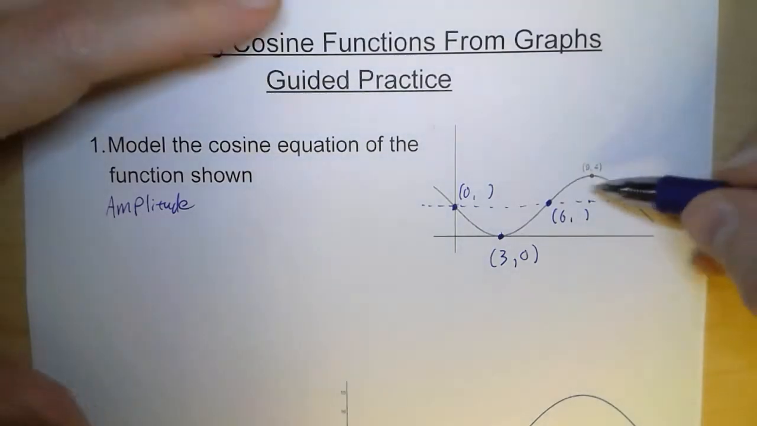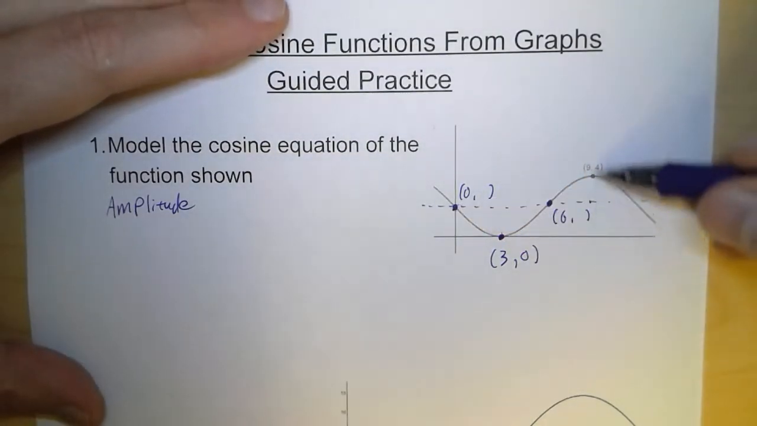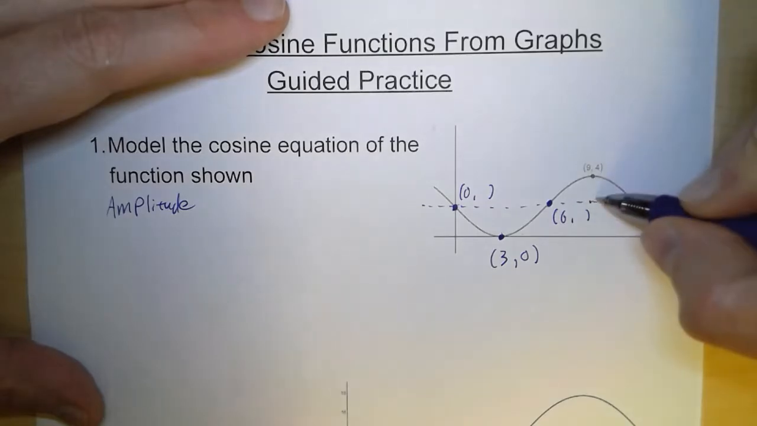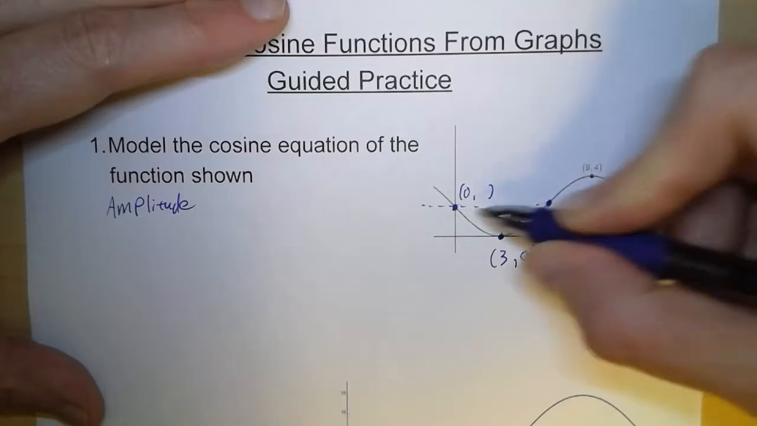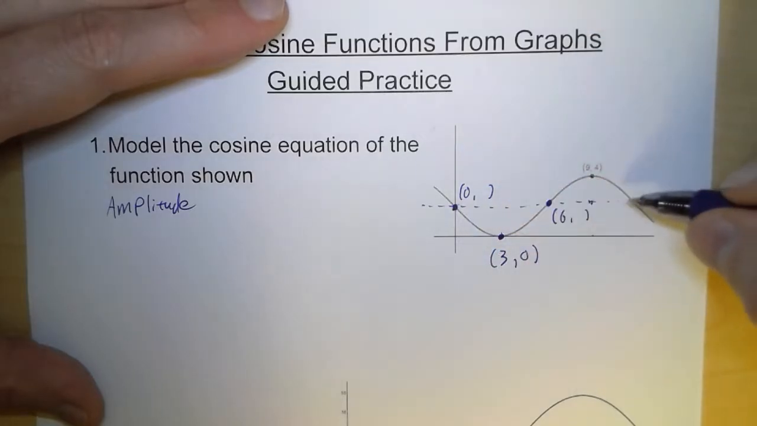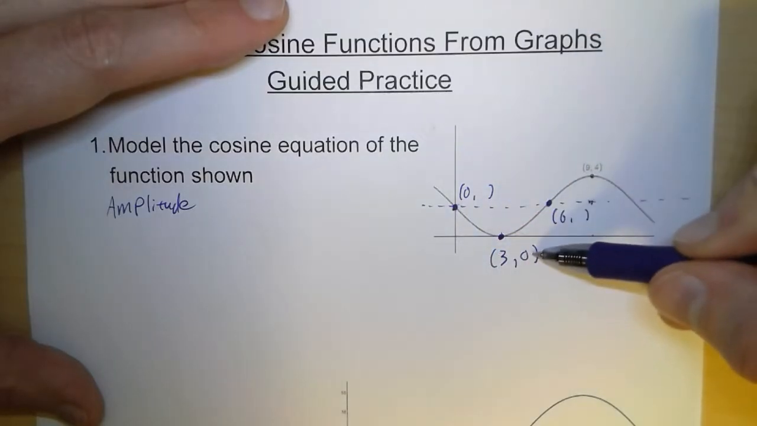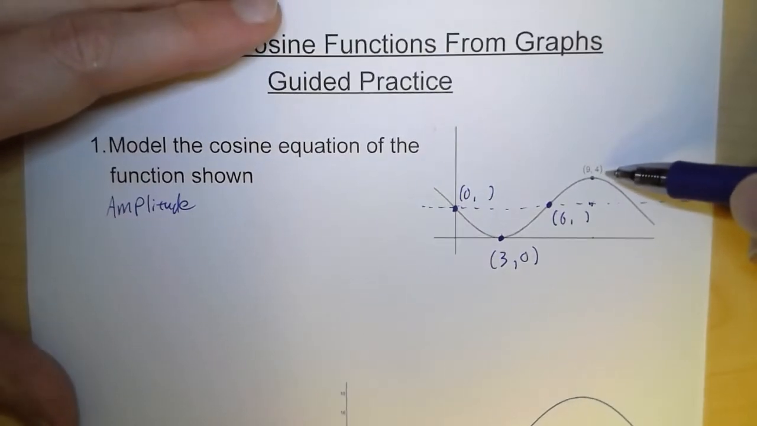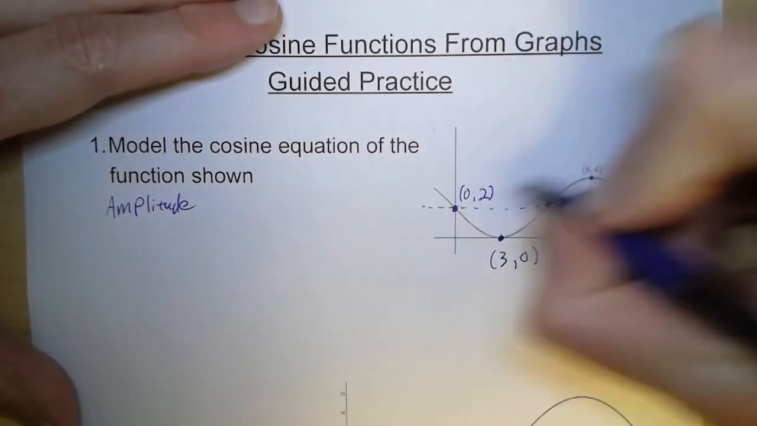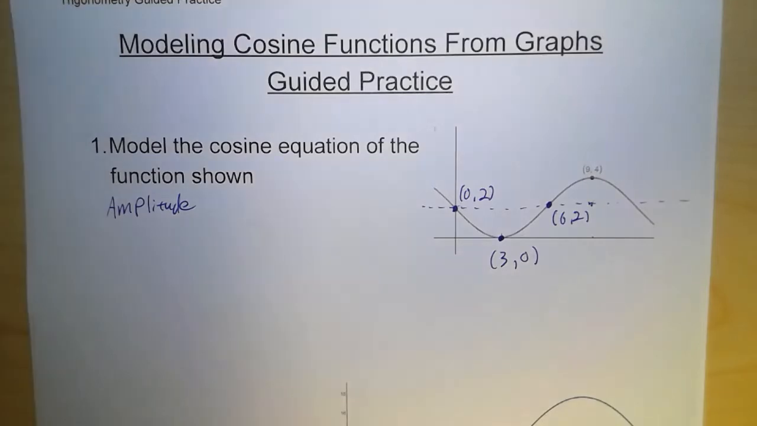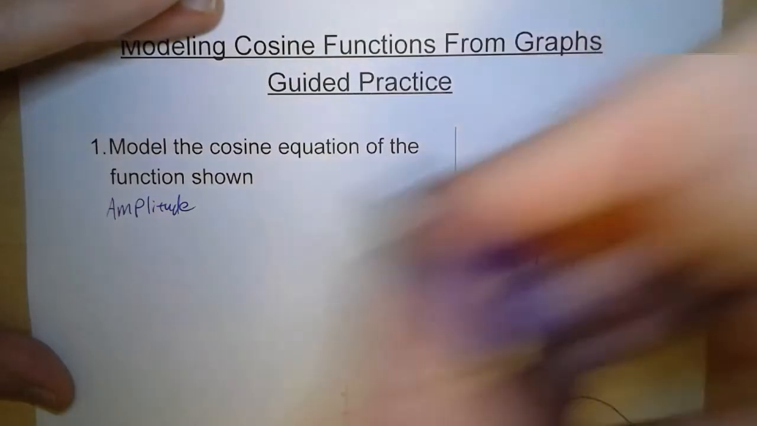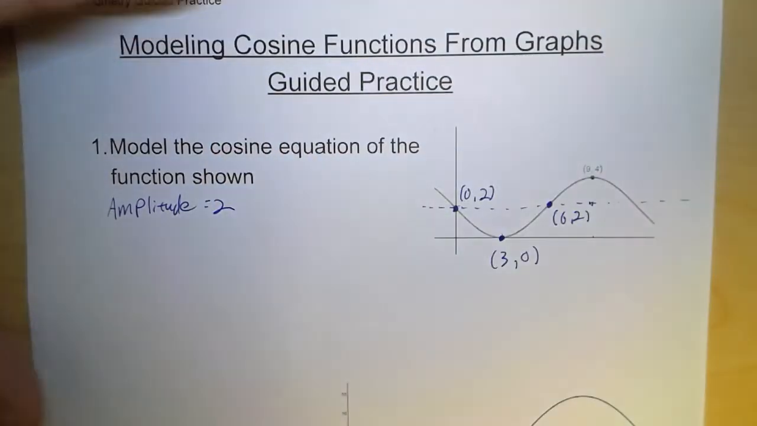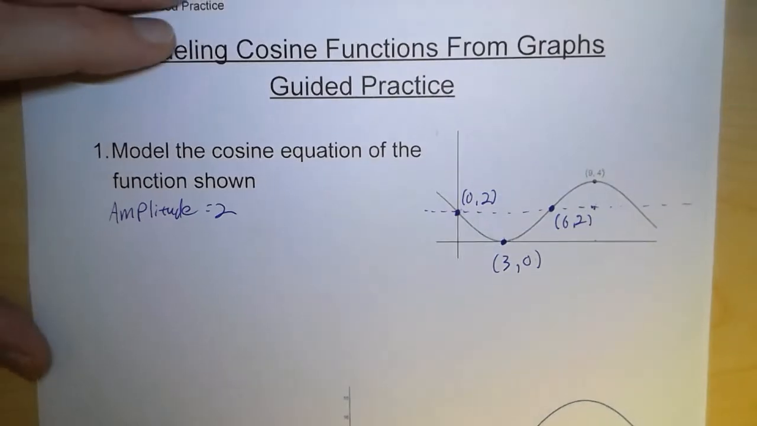Now, just as it's symmetrical left to right, it's also symmetrical up and down. So the distance from here to here is also the same distance as here to here. So this should be the middle. The bottom has a y value of 0 and the top has a y value of 4, so these should have y values of 2. So our amplitude is the distance between this y value of 4 and this y value of 2, which is 2. So that's the first component.